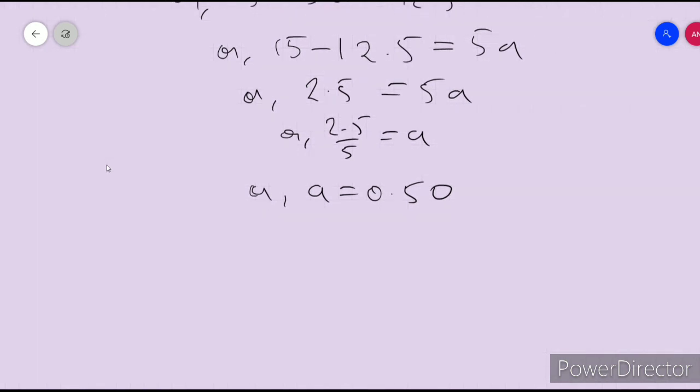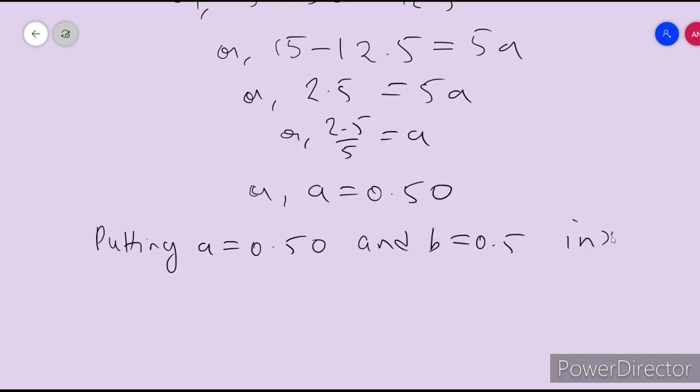So now you know the value of a, you know the value of b, which means you know the intercept and the regression coefficient of x on y. And b is also the slope of the line which you try to fit through the plotted points, or the line of best fit. So putting a equal to 0.50 and b equal to 0.5 in the equation of a straight line, which is x equal to a plus by, because x is the dependent variable, we get x equal to 0.50 plus 0.5y.